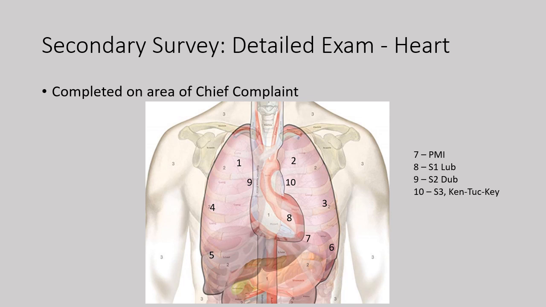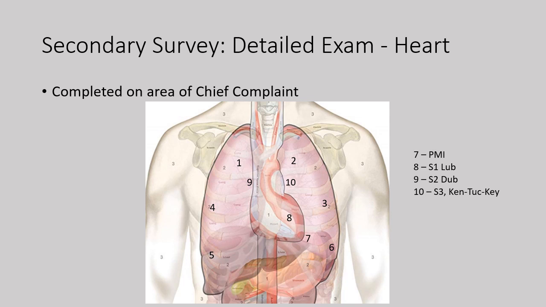It's time for heart, heart, heart. So we're going to start off with number 7, the point of maximum impulse, 5th intercostal space, mid-clavicular line. And then we're going to go up to S1, which is left sternal border, 4th intercostal space, and then we're going to go to S2, which is the dub, and number 9, 2nd intercostal space, right sternal border.